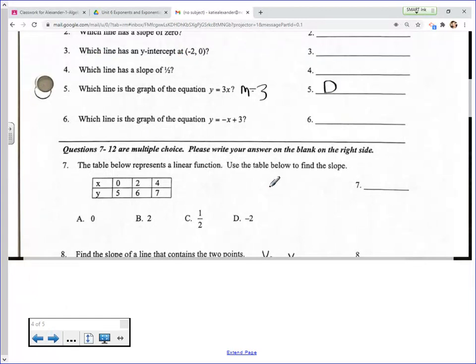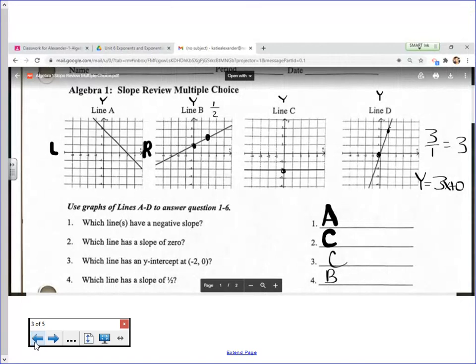The next one says, which line is the graph of the equation y equals -x plus 3? What number could go in front of that negative x? Y equals -1x plus 3. So there's a couple ways we can do this. Let's go ahead and figure out which graph crosses the y-axis at +3.